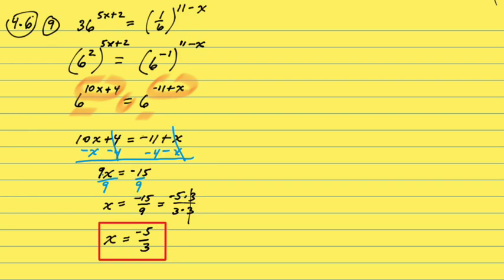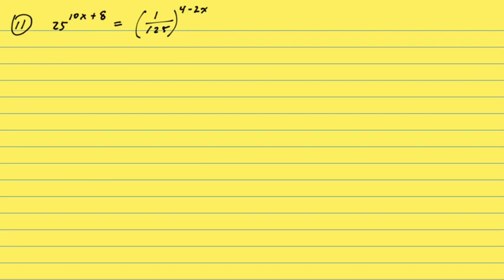Anyway, after 9, I'm going to try and do them fairly sequentially the way they're asked, is 11. 25 and 1 over 25 are both powers of 5. 25 is 5 to the 2. 125 is 5 to the 3, but because it's on the bottom of the fraction, it's 5 to the negative 3. Now you still have these exponents out here, 10x plus 8 and 4 minus 2x.